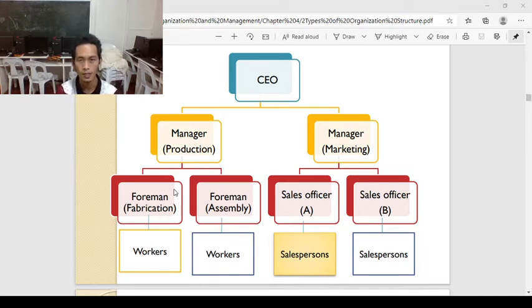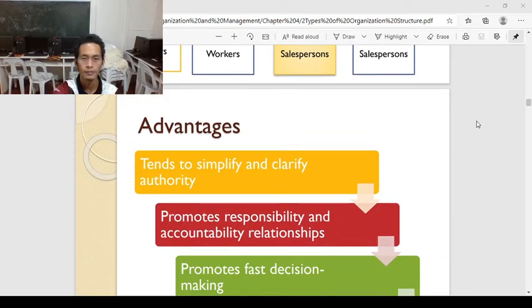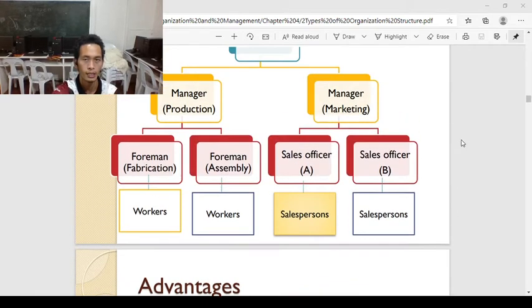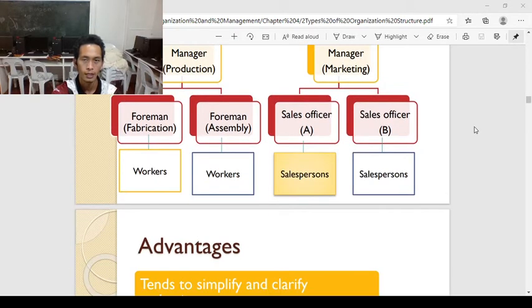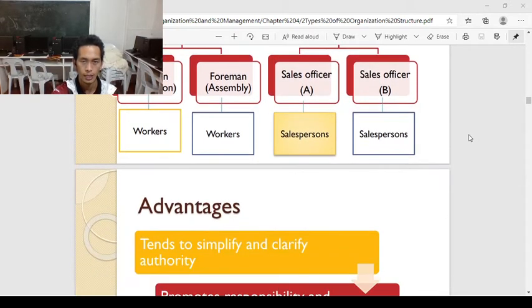Meaning, the salesperson is under sales officer A or B, and sales officer A is under the marketing manager, and so on and so forth. Now, what are the advantages of line structure? This is an example of a line structure wherein the relationship is vertical, from top to bottom, from the CEO down to the workers or salespersons.